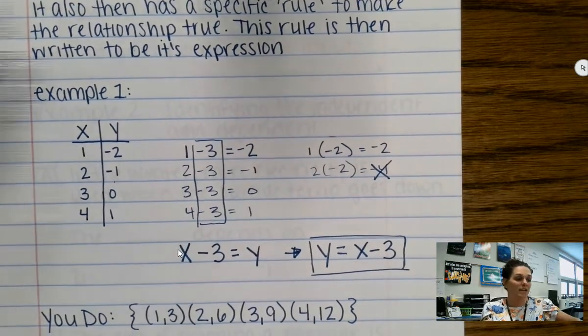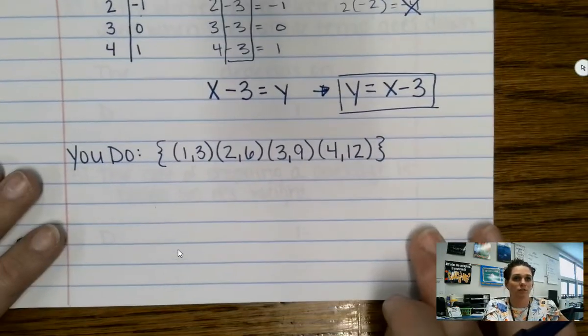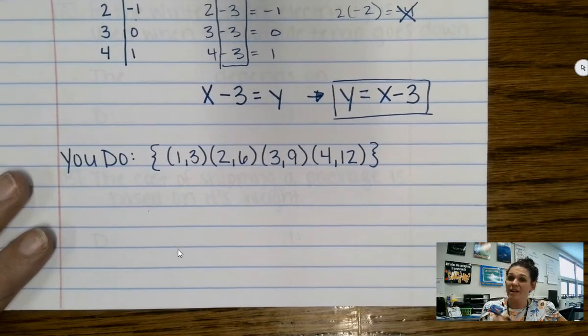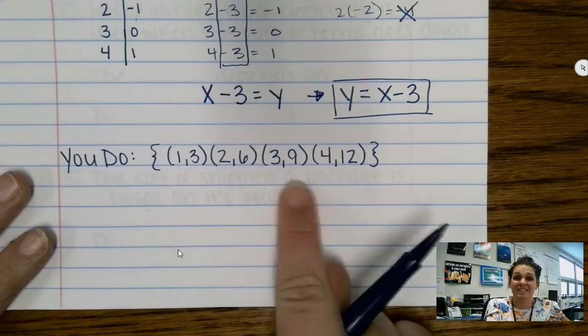All right, so let's go ahead and you do a problem. So we have this you do of these coordinates, and I want to know what is the function rule that's happening to them.